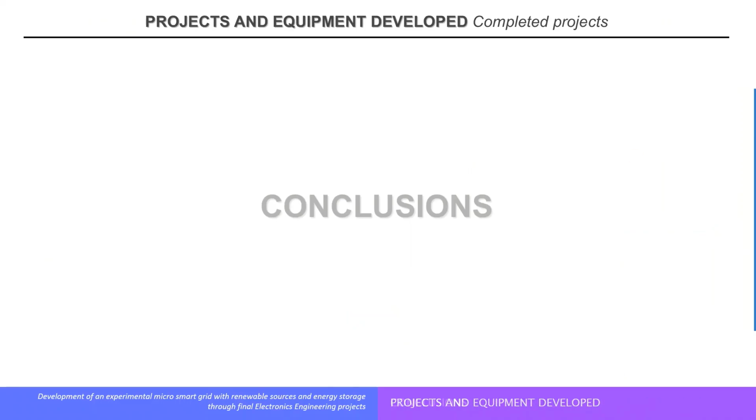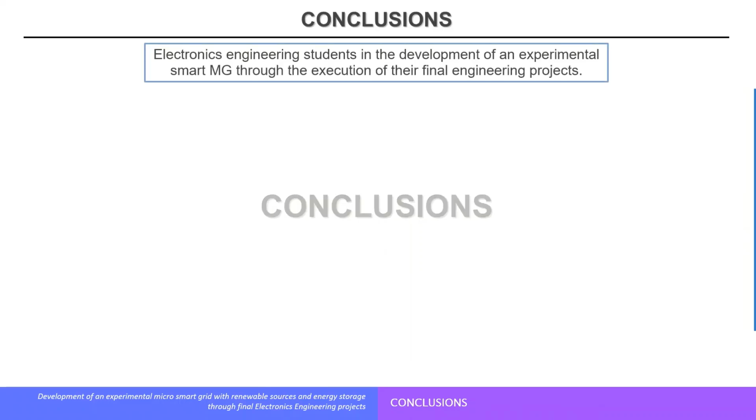Okay, so moving on to the conclusions, we have a little time left. The takeaway here is that we have a project where students directly participate in the development of an experimental smart grid, and they do that through their final engineering projects, rather than doing individual isolated projects.